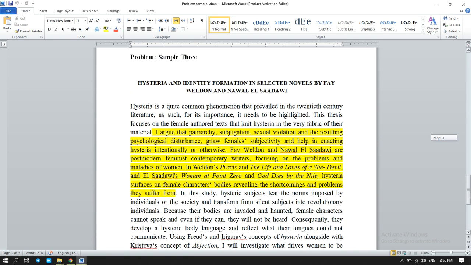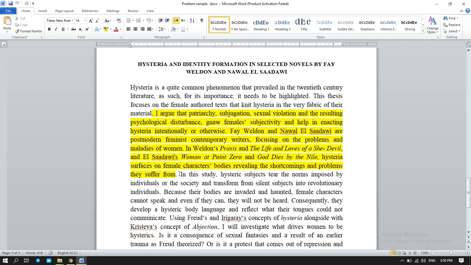The other problem is the title of my thesis, Hysteria and Identity Formation in Selected Novels by Fay Weldon and Nawal Saadawi. The problem of this study, it's not a research paper, it is a whole study of four novels. I said the problem is, I argue that patriarchy, subjugation, sexual violation, and resulting psychological disturbance destroy female subjectivity and help enact hysteria intentionally or otherwise.